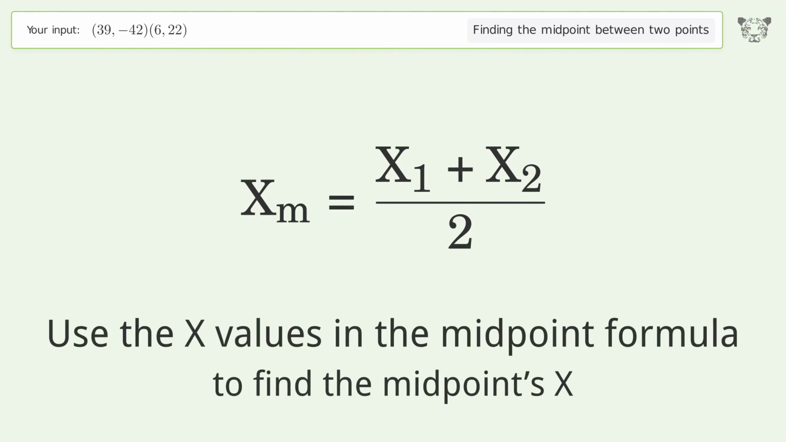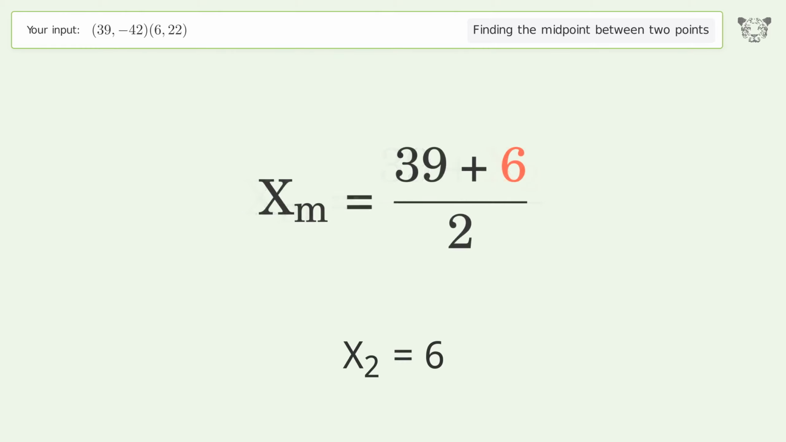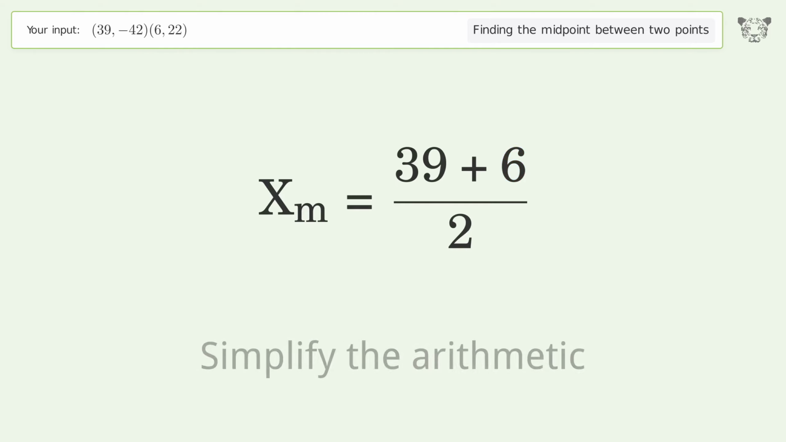Use the x values in the midpoint formula to find the midpoints x. x1 equals 39. x2 equals 6. Simplify the arithmetic.